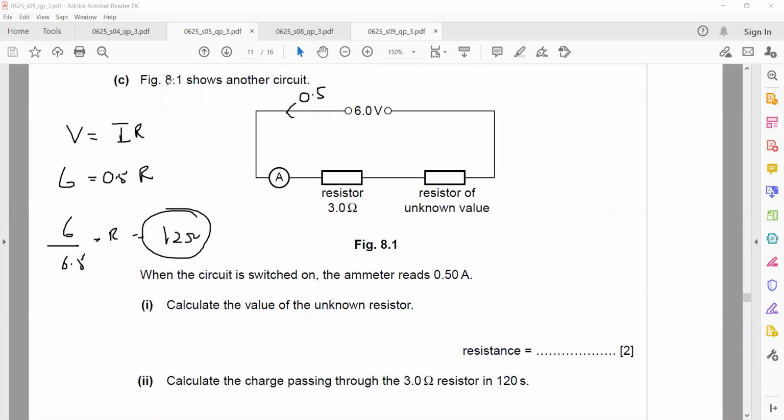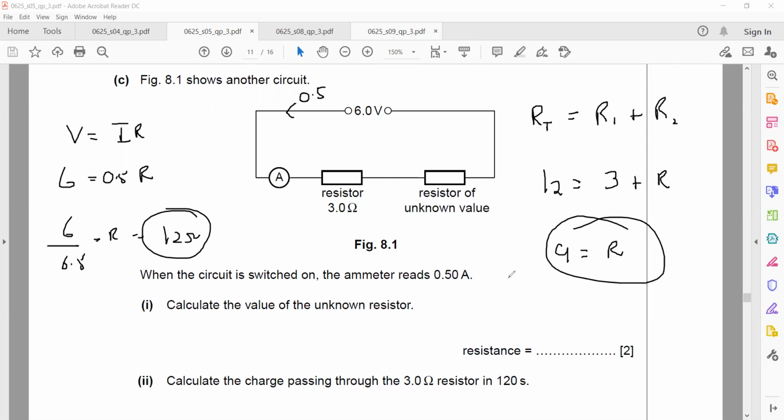So the total resistance of the circuit is 12 and these two resistors are connected in series. We know the combined or total resistance is R1 plus R2. The total resistance of the circuit is 12. The resistance of the first one is 3. The resistance of the second one is unknown, say R. The 3 is added here, so on the other side it will be subtracted. What will I get? I will also get 9.